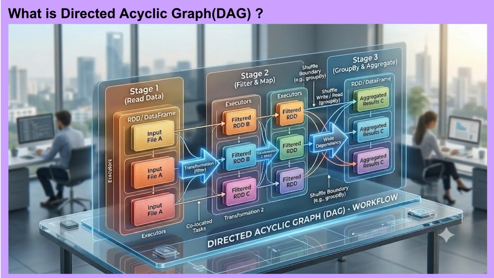Narrow versus wide dependencies, how Spark splits the DAG. When the DAG scheduler looks at your graph, its main job is to figure out where it needs to shuffle data across the network. It splits the DAG into stages based on how data depends on the previous step. Let's understand narrow dependency versus wide dependency in PySpark.